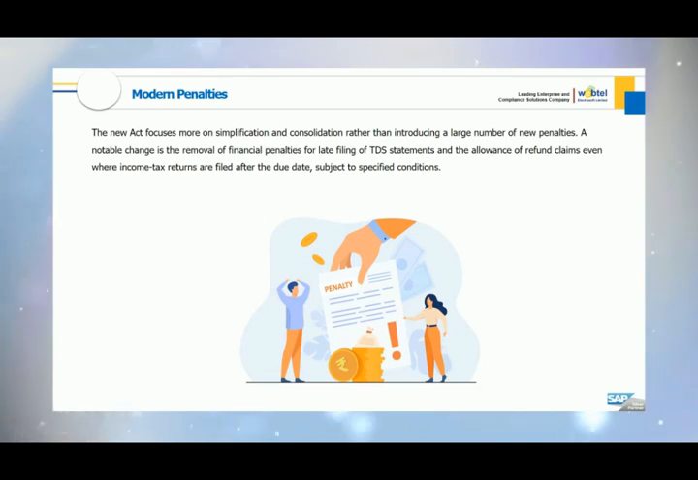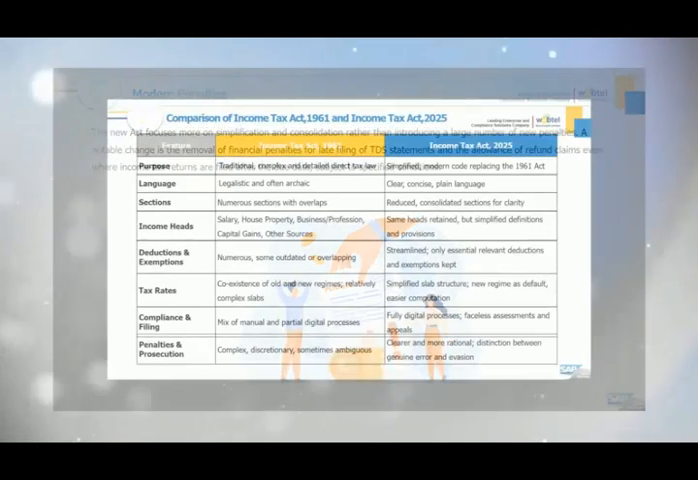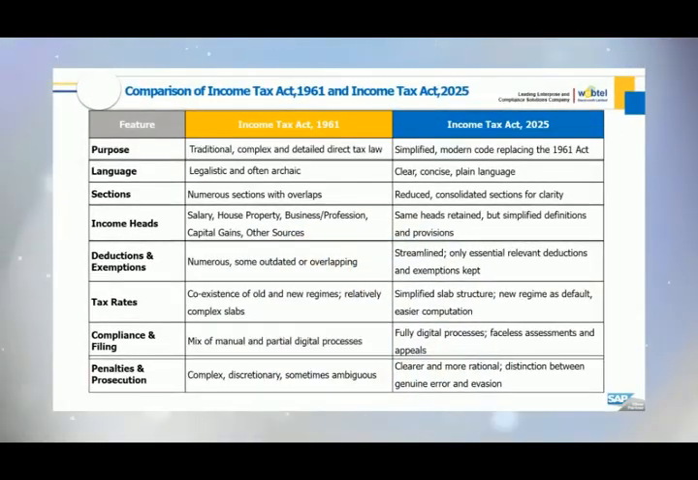Modern penalties. The Income Tax Act, 2025 adopts a rational and simplified approach to penalties. Instead of expanding the penalty framework, the law focuses on consolidation and clarity. Notable reforms include the removal of financial penalties for late filing of TDS statements and the allowance of refund claims even when returns are filed after the due date, subject to prescribed conditions. The emphasis shifts from punishment to encouraging timely and voluntary compliance.